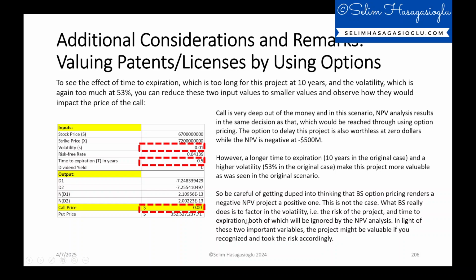What Black-Scholes really does is to factor in the volatility, that is the risk of the project, which is 53% for the original case, for example, it was very high, and time to expiration, which is 10 years again in the original case, and it's also a long duration, both of which will be ignored by the net present value analysis. So Black-Scholes actually considers these two input values, something net present value analysis couldn't do. So in light of these two important variables, the project might be valuable if you recognized and took the risk accordingly.